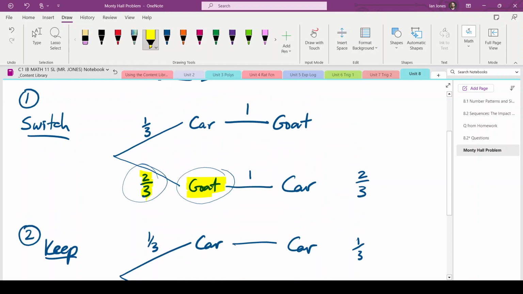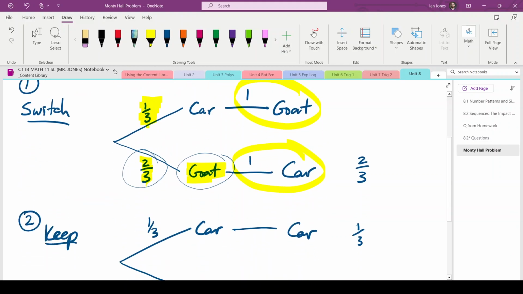Whereas because of the structure of the problem, we're guaranteed to have the opposite outcome once Monty Hall opens up one door. So if we're more likely to have a goat than a car, and we're guaranteed to get the opposite one because of the structure of the problem, well, heck, we should switch.